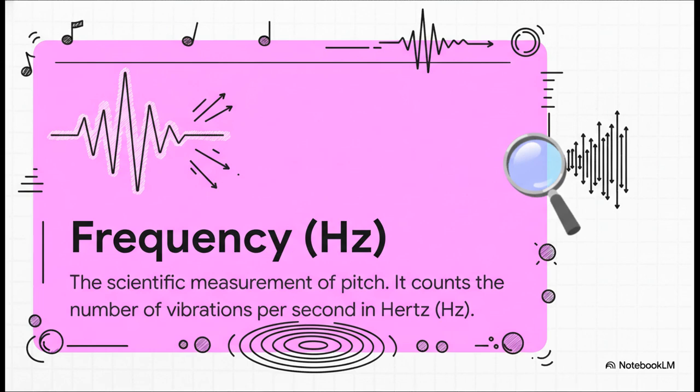So, of course, scientists have a way to measure all this. They don't just say fast or slow. They use something called frequency, and the unit is hertz, or Hz. And what it means is super straightforward. If a sound is 400 hertz, it means the thing making the sound is literally vibrating back and forth 400 times every single second. I mean, that's insane, right?